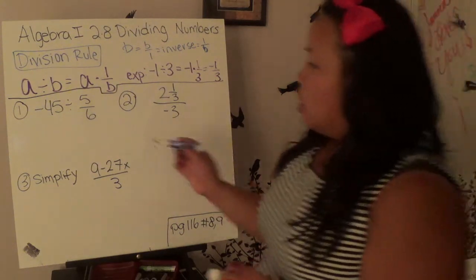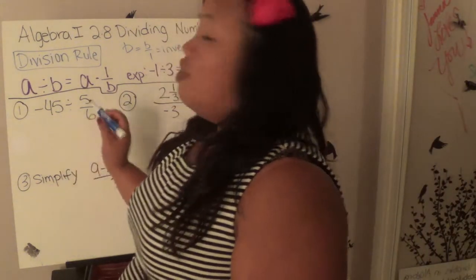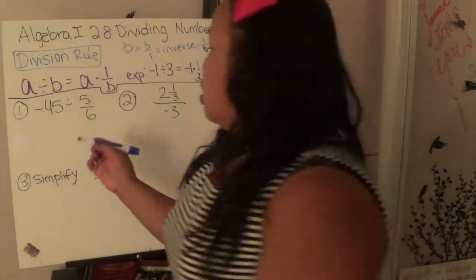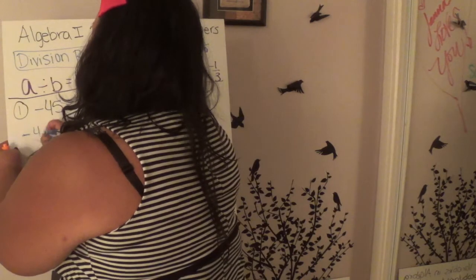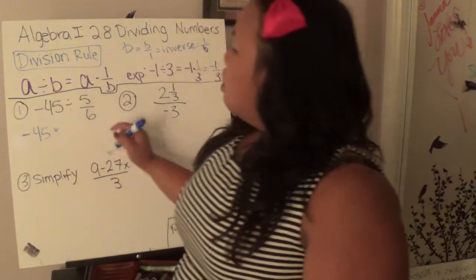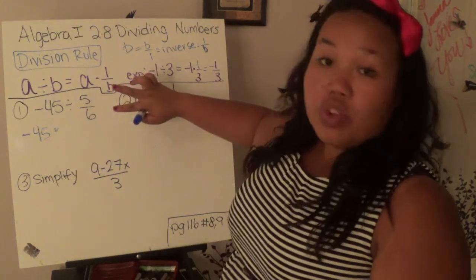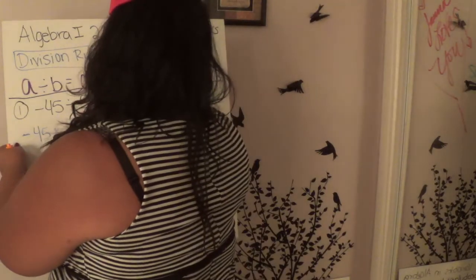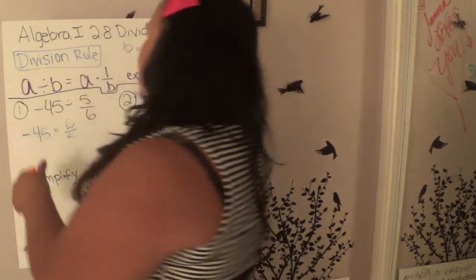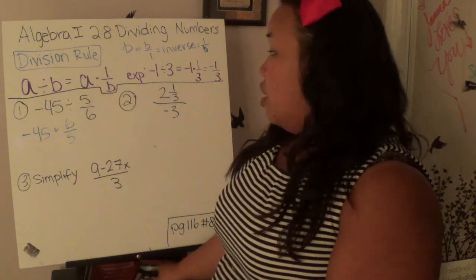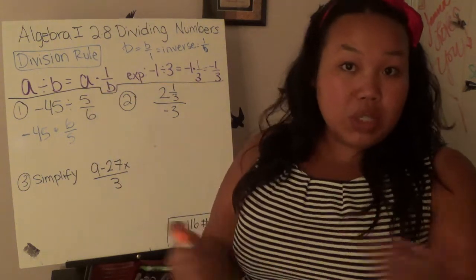What this is telling us is I have negative 45 divided by 5/6. So it's telling me to multiply by the inverse. So negative 45 times, because it's not a whole number, what I'm going to do for the inverse is I'm just going to flip it. So instead of 5/6, I'm going to multiply by 6 over 5. Okay, this allows me to then just multiply like we've been doing in the past.